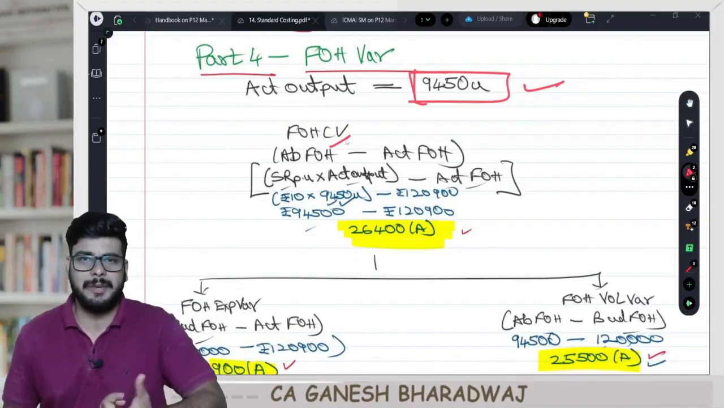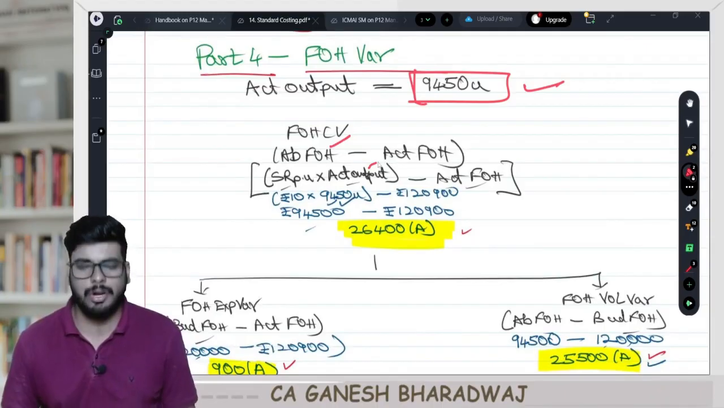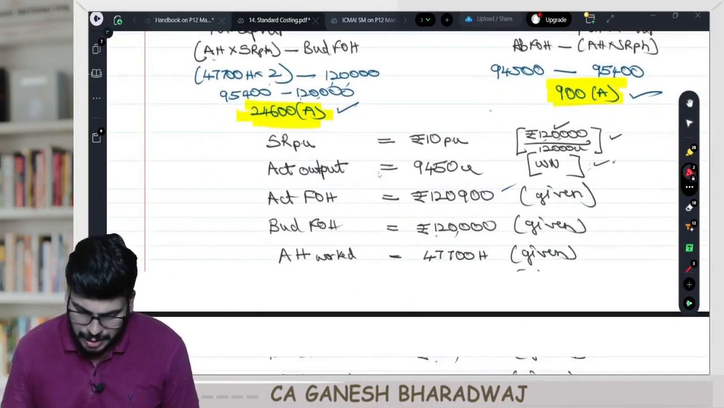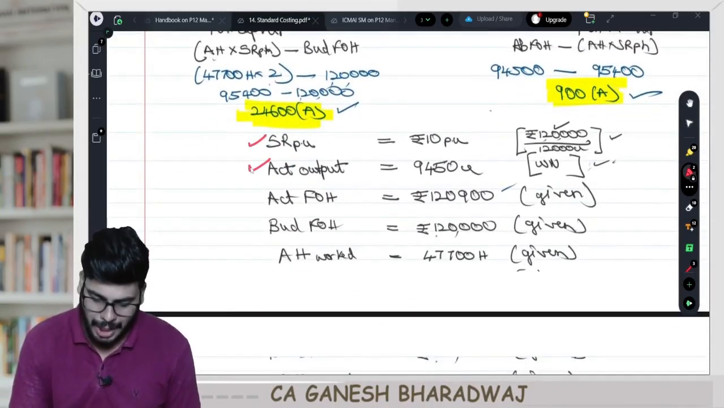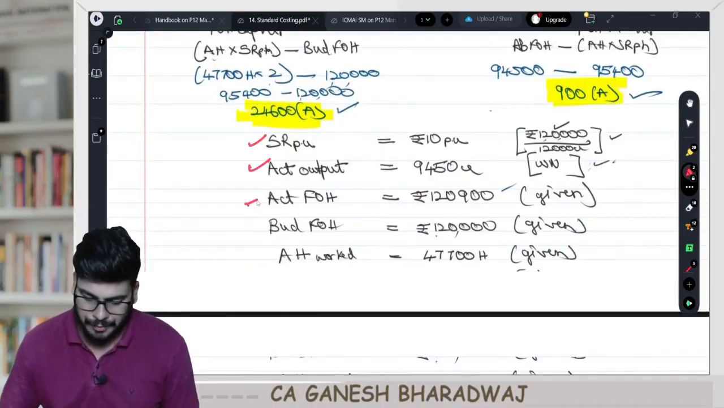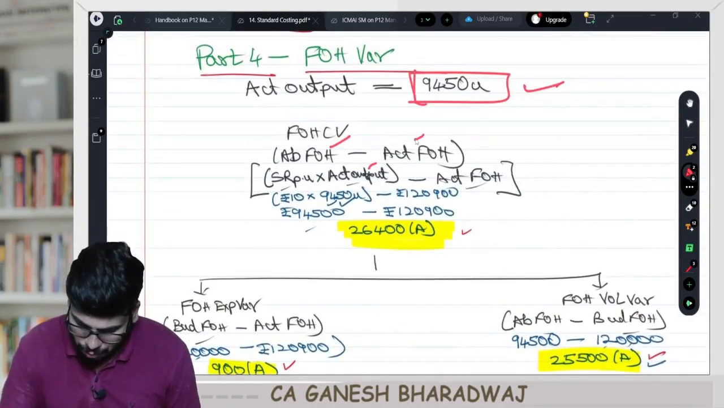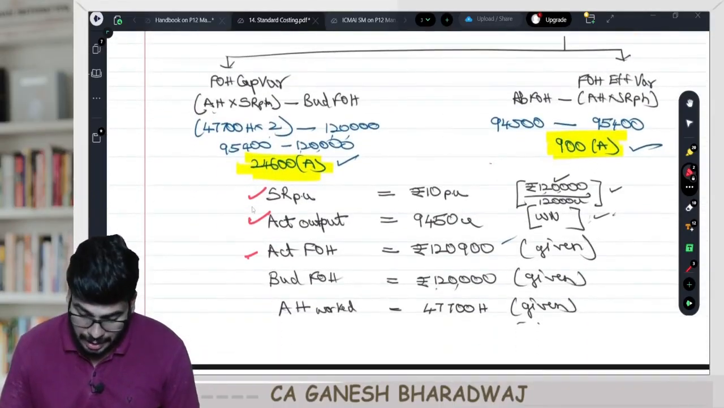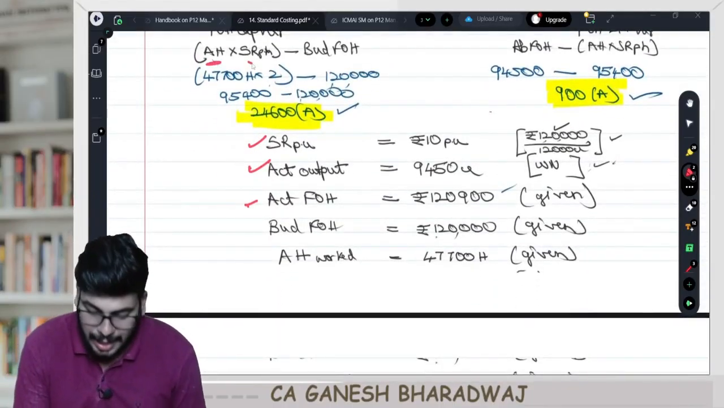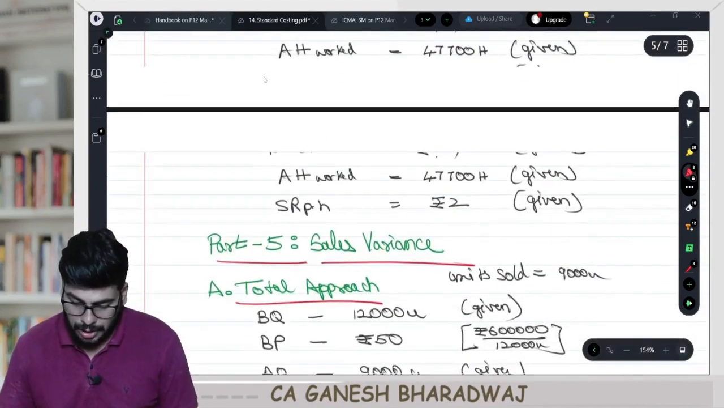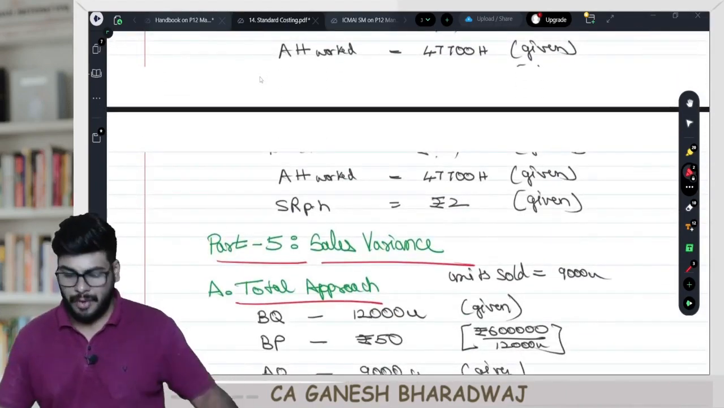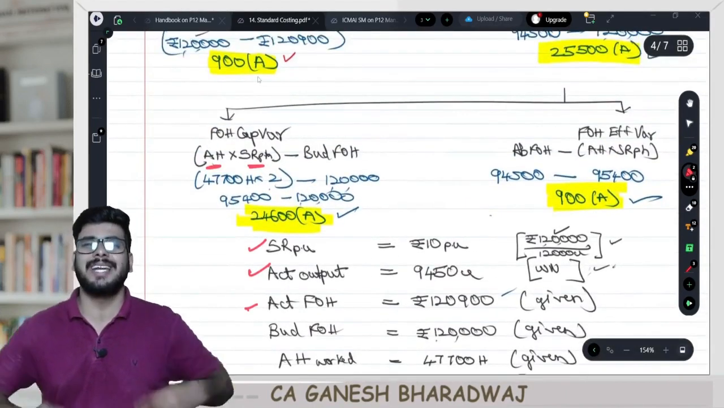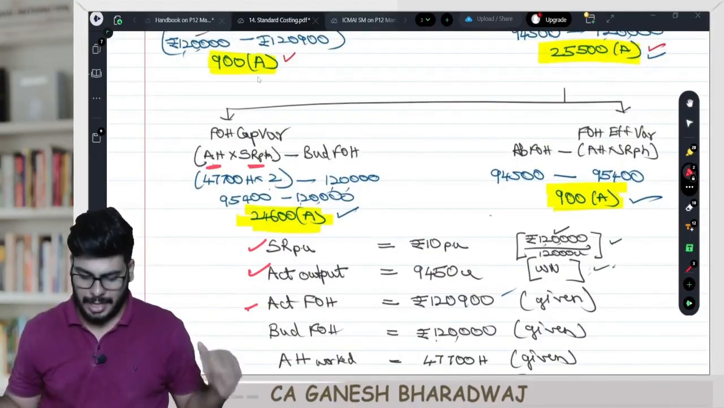How will you get absorbed fixed overheads? See, the predetermined rate, standard rate per unit into actual output, correct? So I need all these figures: standard rate per unit, the actual output, then the actual fixed overheads, then the budgeted fixed overheads. Then I need the actual hours and the standard rate per hour. All these things we need. If you are able to find each and every component, then it is just a matter of plugging the figures and arriving at the solution.